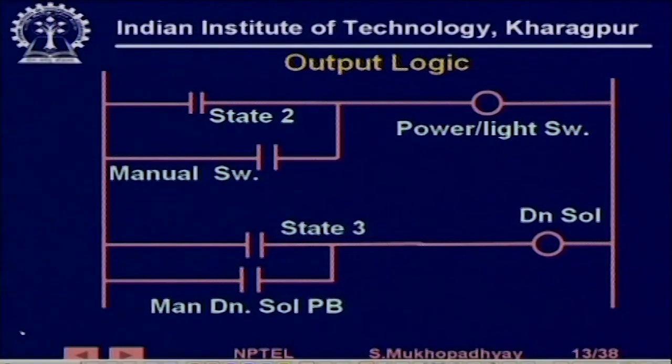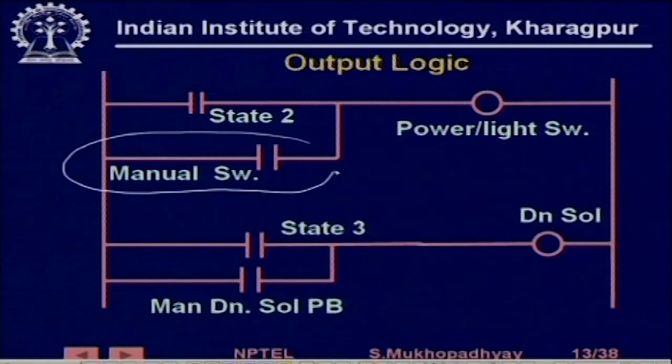Okay. So next, we will have the output coil, output logic. Output logic is very, very simple, especially in this case. The output logic says that if you are in state 2, then the power light switch should be on, as we have given in our output table. The only thing is that we have also added some manual switch. Sometimes we may need to do things manually also. So the power light switch will be on.